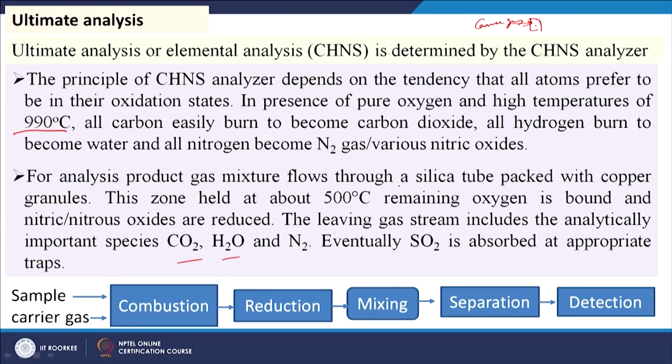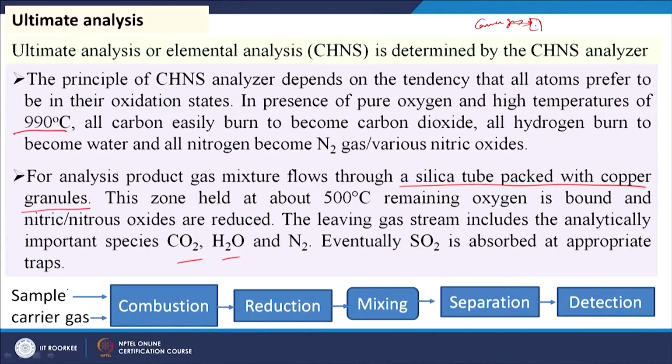So, one silica tube packed with copper granules is used in the path of this gas. The carrier gas along with the components passes through this, and NOx is converted to nitrogen by reduction. Then the mixed gas goes through the separation stage in the GC and the detection stage. So, you see here sample, carrier gas, combustion, then reduction for NOx, then mixing, then separation and detection. These are the different steps and mechanism for the analysis of carbon, hydrogen, nitrogen, oxygen and sulfur.